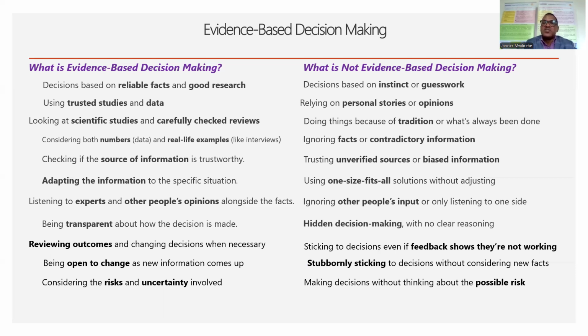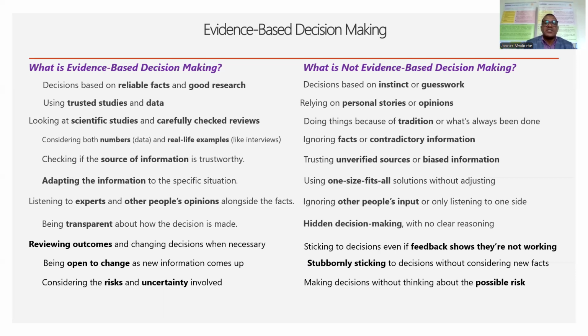The opposite are those decisions based on instinct or guesswork. Another point for evidence-based decision making is using trusted studies and data. The opposite is using personal stories or opinion. Of course, that cannot be evidence-based. Looking at scientific studies and carefully checked reviews, those are evidence-based decision making. As opposed to doing things because of tradition, because this has been done like that, which is not evidence-based, because we need to accommodate the changes and the shift. Also, considering both numbers and real-life examples, like interviews, as opposed to ignoring facts and contradictory information.